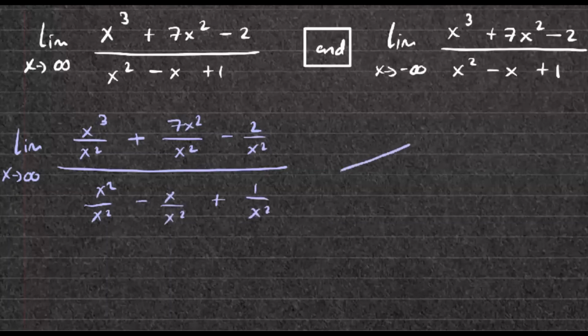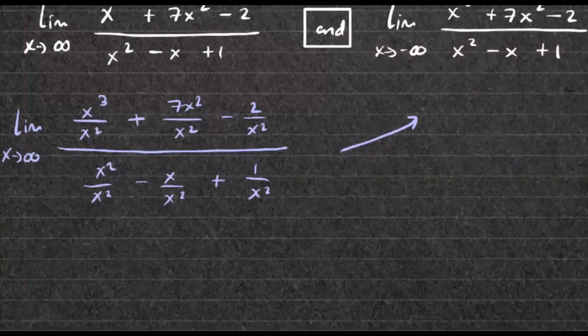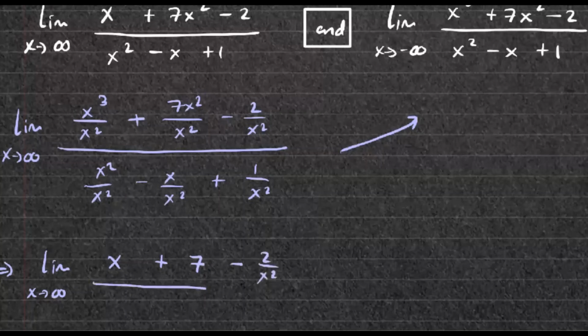And you'll do the same thing here. Divide everything by the highest power in the denominator and take the limit as x goes to negative infinity. So let's just focus on the left limit. If I simplify, I get the limit as x approaches infinity. So I have x for the first term, the second one is 7, and the third one is going to be 2 over x squared. Over the bottom, I get 1 minus 1 over x plus 1 over x squared. So you'll get the same thing when you simplify the one on the left side.